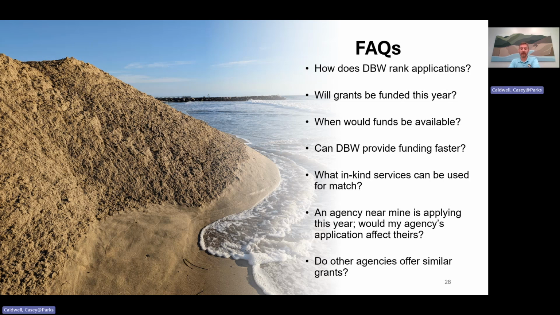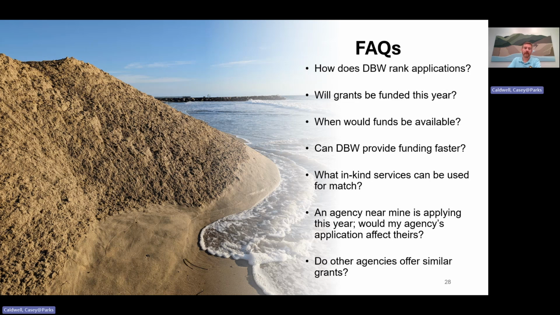Can DBW provide those funds any faster, like when there's compelling need or an emergency situation? And unfortunately, we simply can't. This program is not designed to be an emergency response program, and it's really best suited for long-term solutions to known problems, rather than solutions where there's a pressing need to implement something addressing a fast emerging situation.